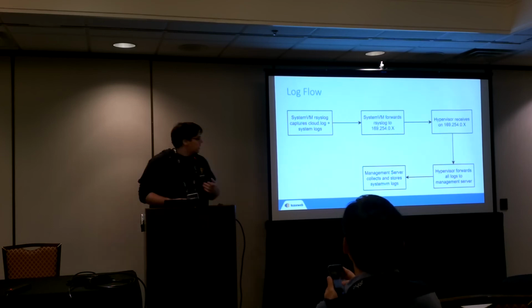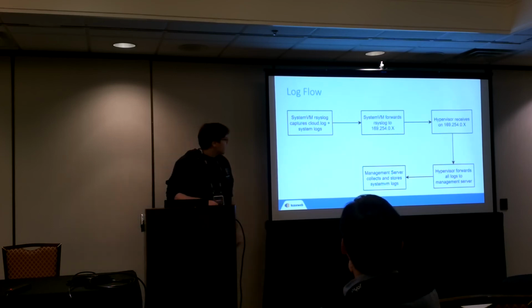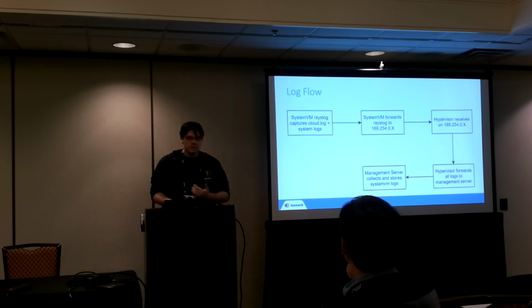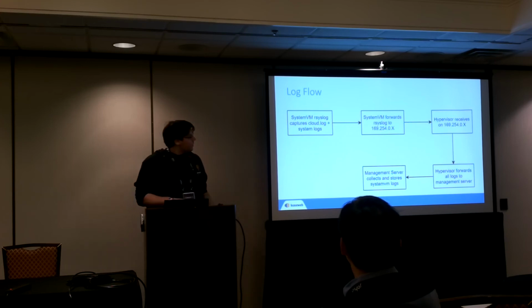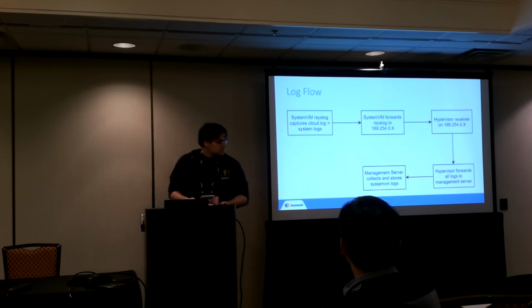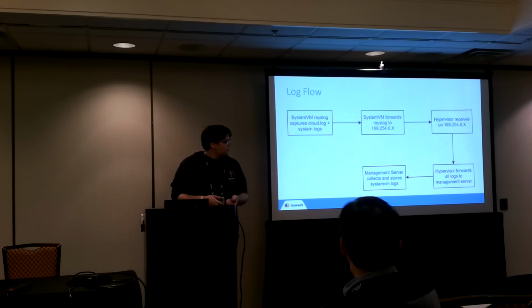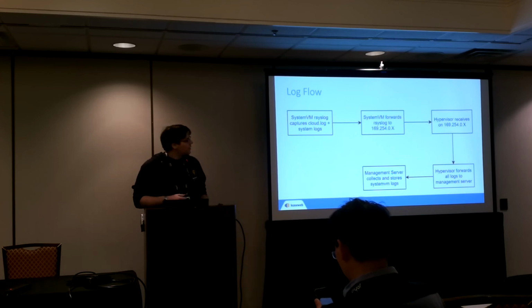And the way we do this, just a quick flow, is we have our rsyslog on the system VM already, but it captures the cloud log from CloudStack itself, and also the system log. So if you have any sorts of network issues from Linux itself, it's going to capture that as well. Then the system VM forwards that rsyslog information to the 169.254.0.1 usually. I think it's always 1. But it forwards that log to 1, and that's a special interface created on the hypervisor itself. There's a hypervisor VR connection there.